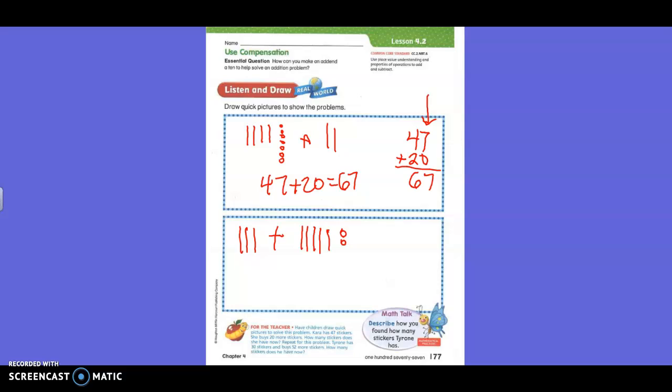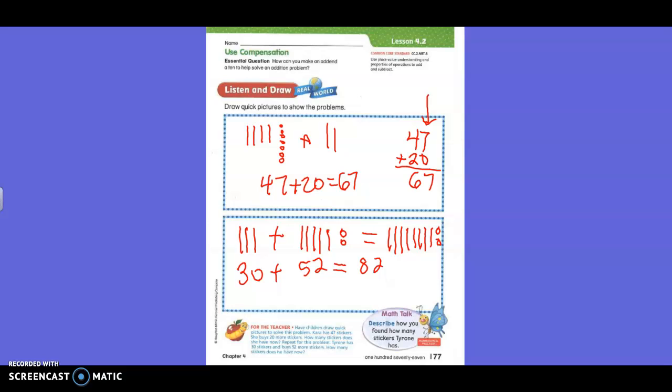How many stickers does she have now? How many tens does she have, guys? 3. Think of, there's 3 on this side and 5, so that would be 8 tens, right? 8. And how many ones? 2, which is how much? 82. 30 plus 52 equals 82.